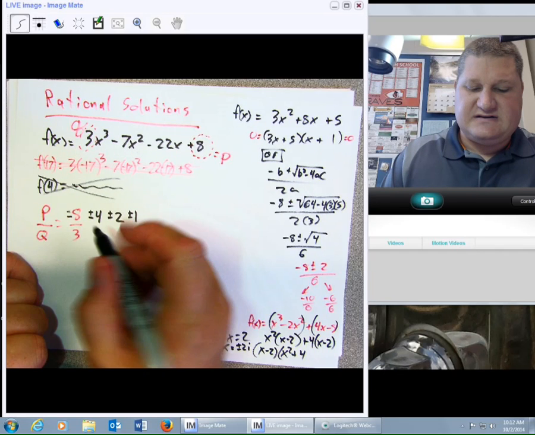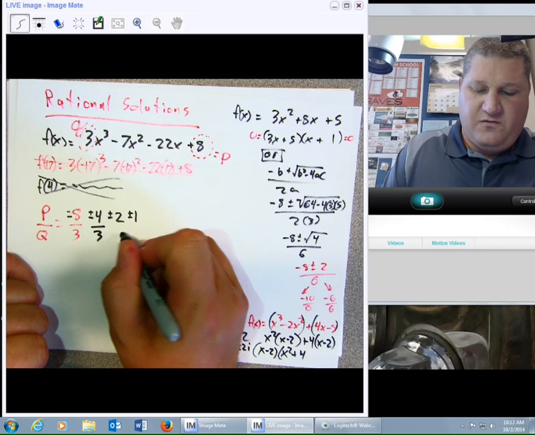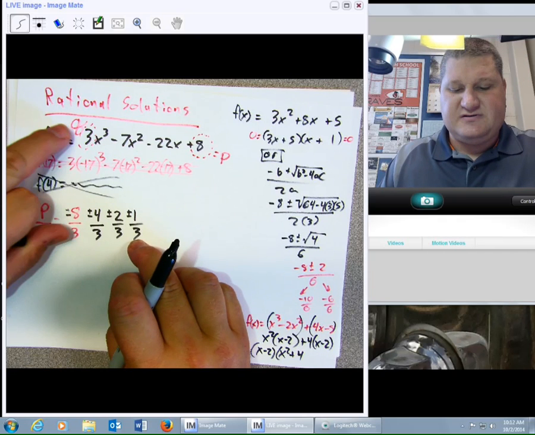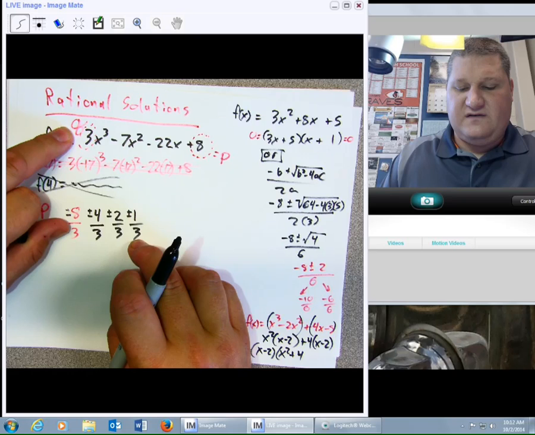So in this case, we have 8 over 3, 4 over 3, 2 over 3, 1 over 3. But 3 is not the only option for q. What times 3 is 3? Well, the answer is 1.